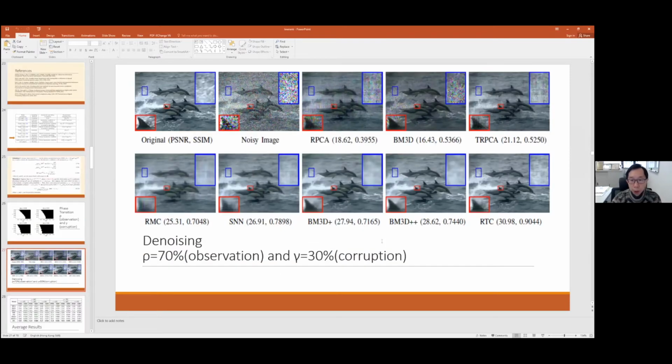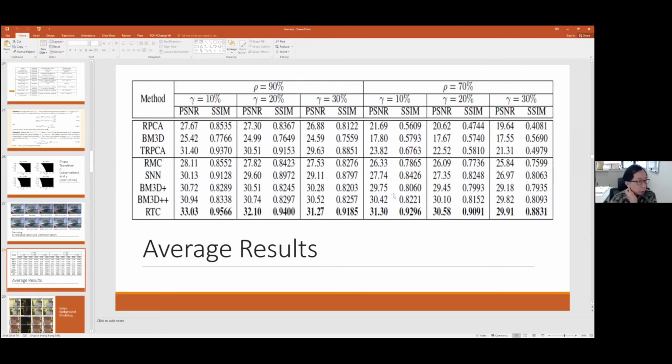I will show you some color pictures with noise and missing values. This is our original picture, and this is a noisy picture, and then this is our result compared with other methods. Visually we are much better, and in terms of PSNR or SSIM we also have much better results. Here is an average result on a color image database compared with the other methods, and on average our result is much better than the comparisons.